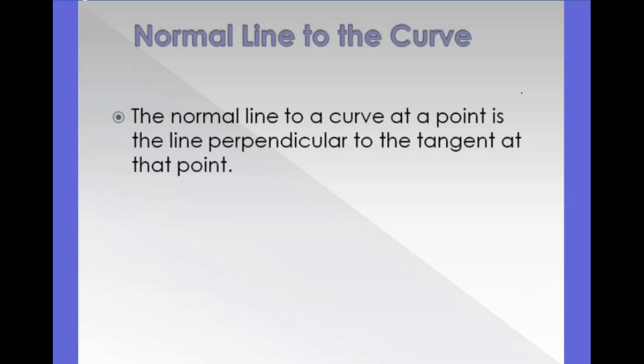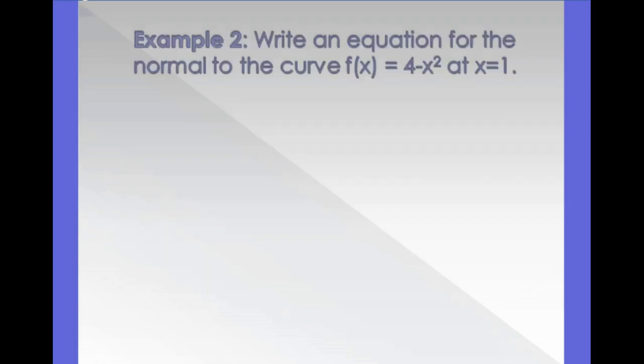A normal line is the perpendicular tangent line. Normal line is just another way of saying the line perpendicular to the tangent. So if you go back to perpendicular, lines that are perpendicular to each other have opposite reciprocal slopes. So what we're going to do is follow our same rules. So we're going to write an equation for the normal line to the curve at that point.